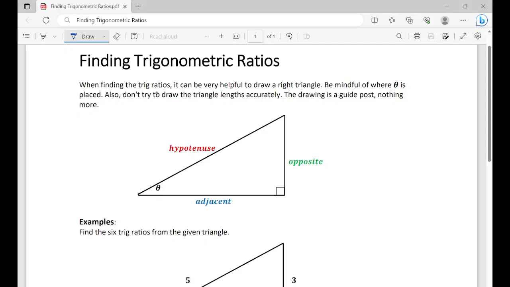When finding the trig ratios, it can be very helpful to draw a right triangle. Be mindful of where theta is placed. Also, don't try and draw the triangle lengths accurately. The drawing is a guidepost, nothing more.